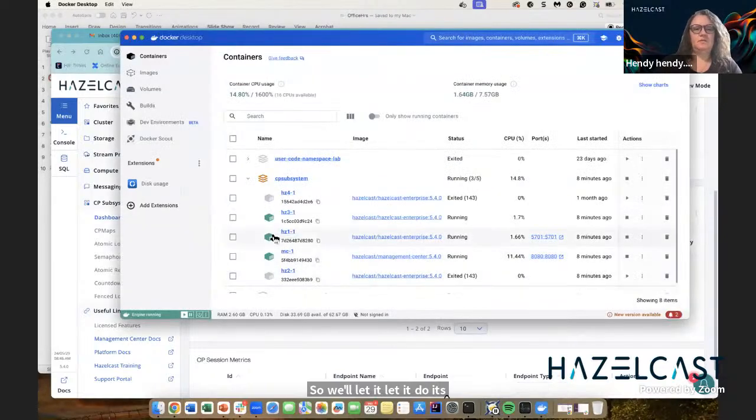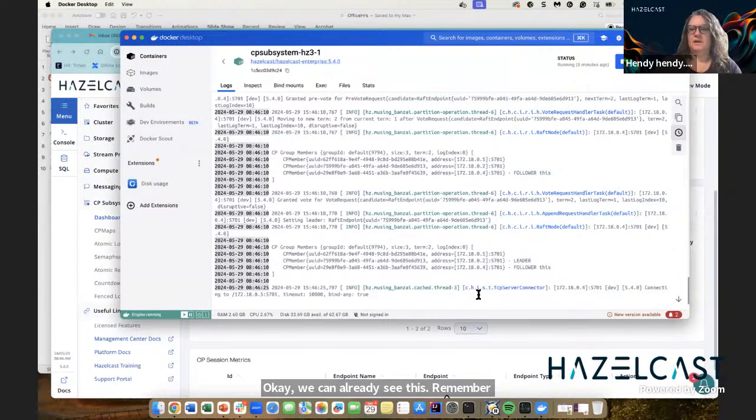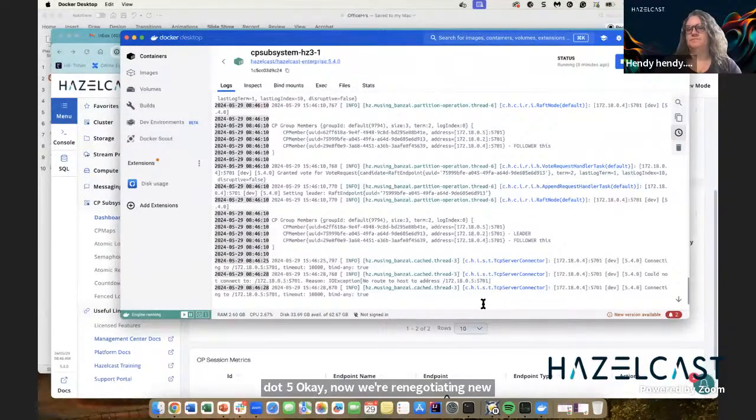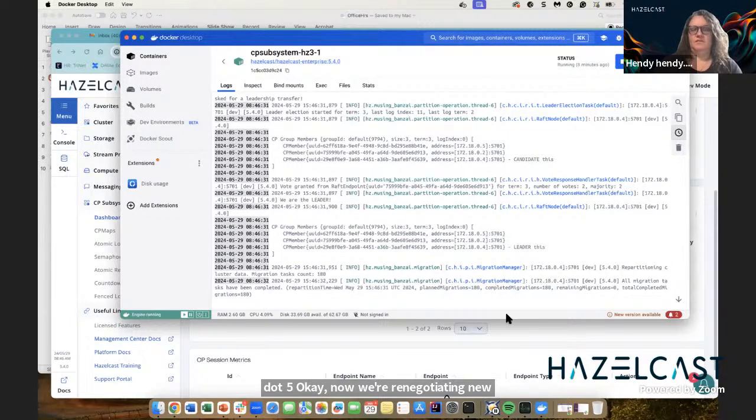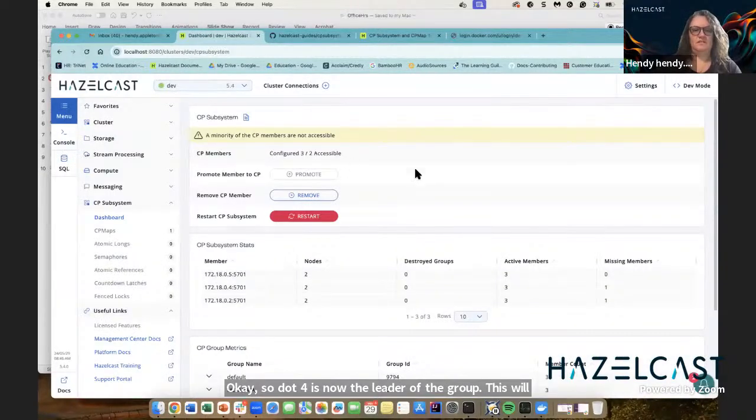Actually, what I can do is bring up the log on a system that's not stopped. Okay, we can already see that it's renegotiated. Remember the leader was 0.5. Now we're renegotiating new leadership. Okay, so 0.4 is now the leader of the group. This will update itself eventually. There we go.